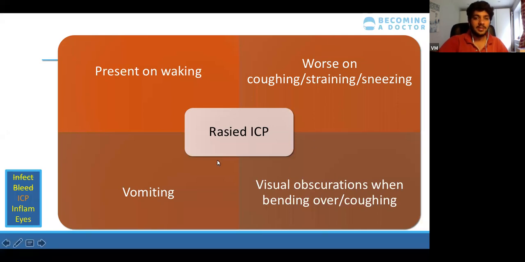The next one is raised intracranial pressure, and this has many causes, but the way in which you pick up raised intracranial pressure is if the patient says that the headache is really bad in the morning, they've been having it as soon as they wake up, they've been vomiting as well. They feel as though the headache is worse when they're straining or coughing or bending over, or if they sneeze, they get the headache. And if they bend over or cough, their vision is also blurred a little bit. So those are the 4 sorts of questions you might want to ask if you're suspecting that this headache might be due to raised intracranial pressure.